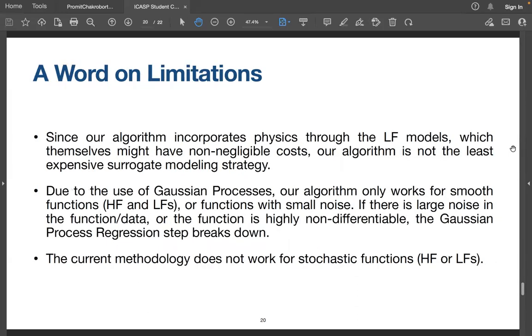Finally, a quick word on limitations. Since we use Gaussian processes, we have all the limitations of Gaussian processes, which is that our algorithm only works for smooth functions, and at extremely high dimensions, our algorithm breaks down because Gaussian process breaks down in both of these cases. Secondly, our algorithm is not the cheapest possible since we still use physics-based low fidelity models, but it still saves a lot of computation time overall.